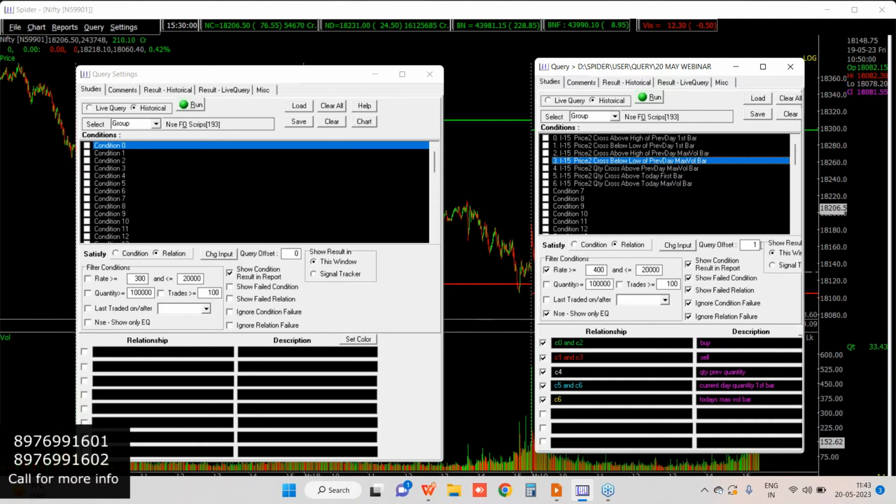So if you put query offset as 1 over here, and you pick these two conditions, you get the result in the live query every 15 minutes, because these are 15-minute candles. So your first result will be at 10:30. I put it as buy and sell over here. Now check the result, how it has performed.